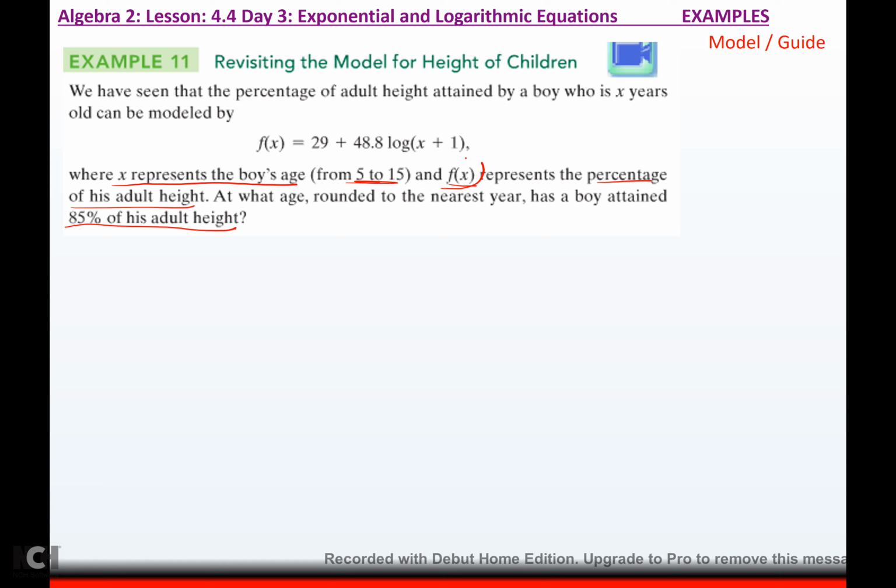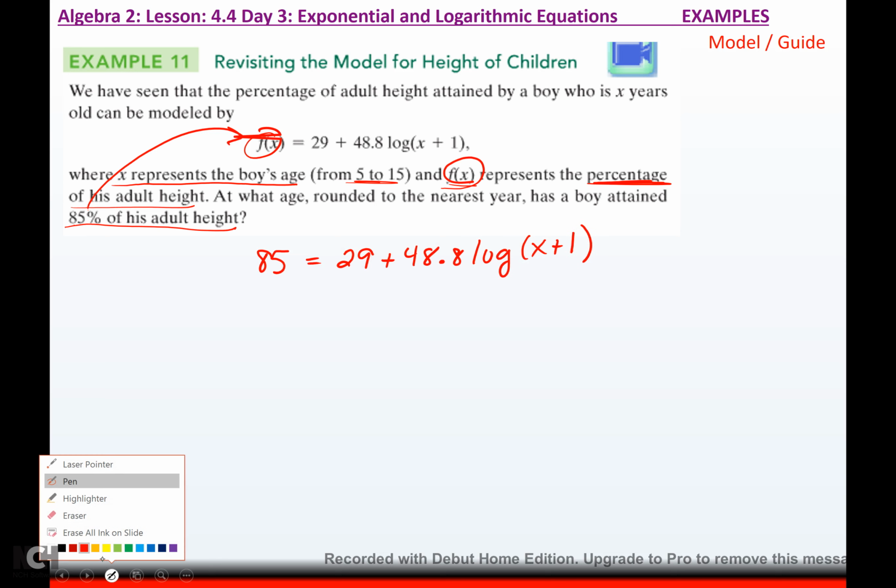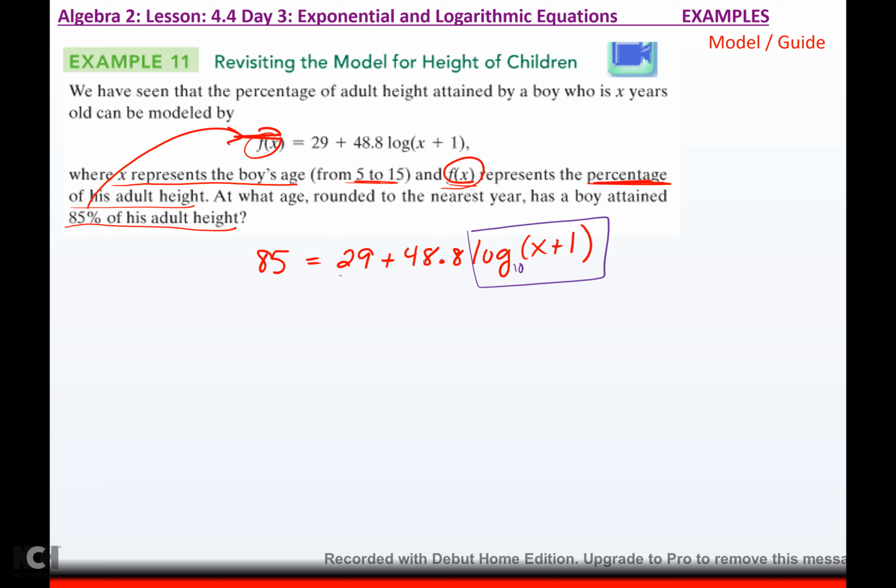So they're telling me that f of x is the percentage. So they want me to replace f of x with the percentage. So I change that side to 85 equals 29 plus 48.8 times the log of x plus 1. Well, at least x is on the ground, but I can't get x alone until I can roll the log, and I can't roll the log until it's all alone. So I've got to get rid of the 29 and the 48.8. So I get rid of adders and subtractors first.